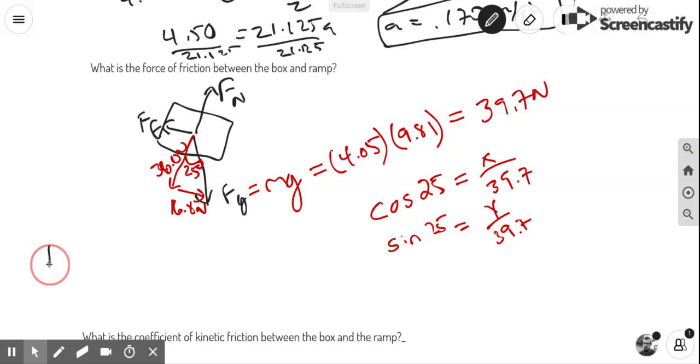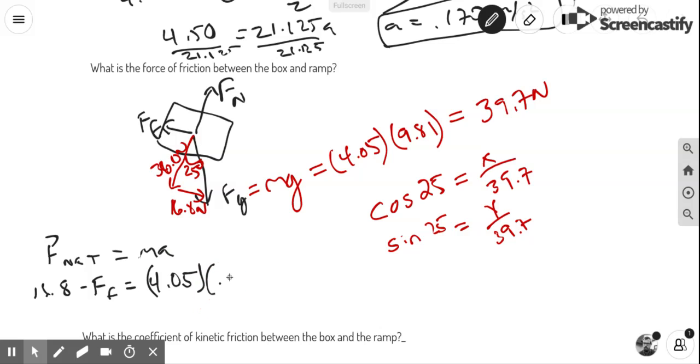So Newton's second law says that our net force is going to be equal to mass times acceleration. You can get that by combining our forces. So if I look at these two, 16.8 minus the force of friction, because they're in opposite directions, that's going to equal our mass times acceleration. The mass we said is 4.05 kilograms from the original problem. The acceleration we found out in the first part of our question is 1.70.